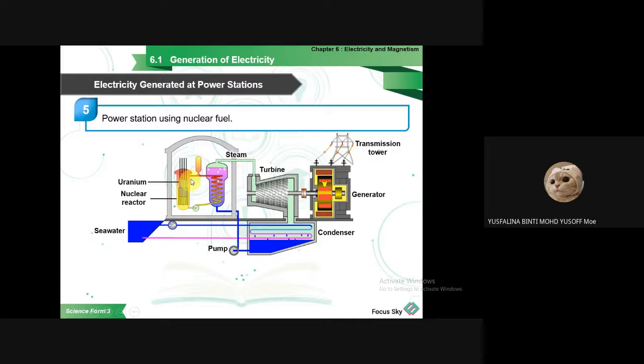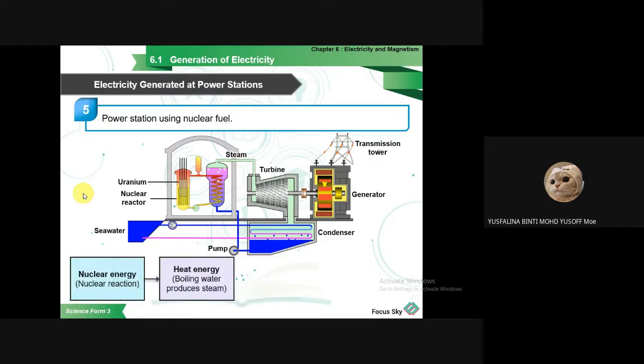So I explain again. With the uranium, there will be a nuclear reaction here, and the nuclear reaction will produce nuclear energy. The nuclear energy will heat up the water, and the water will change to steam. The steam has a high pressure, so it will rotate the turbine, and the turbine will rotate the generator, and the generator will produce the electricity that is transmitted to the transmission tower. So this is by using nuclear energy.